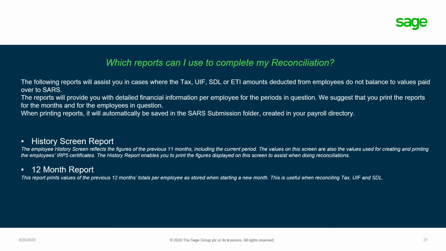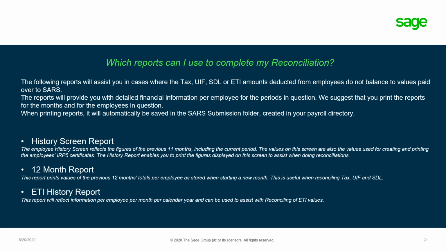The 12-month report. This report prints values of the previous 12 months' totals per employee as stored when starting a new period. This is useful when reconciling tax, UIF, and SDL. The ETI history report. This report will reflect information per employee, per month, per calendar year, and can be used to assist with reconciling of the ETI values.